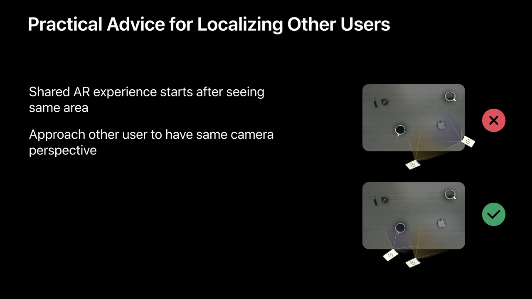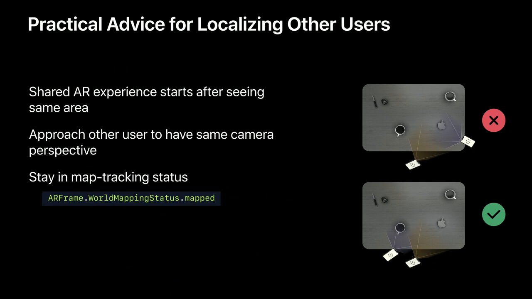Then it's not likely for ARKit to localize them to begin the shared AR experience. However, if you have two users stay side by side and looking in the same direction, then it is more likely for ARKit to localize and also to start a shared AR experience. Second, while you're doing this, it is best to have one of your users stay in map tracking status, that is AR frame's mapping status mapped. By doing this, you make sure one of the users is actually seeing the 3D landmarks that are stored inside the AR world map.